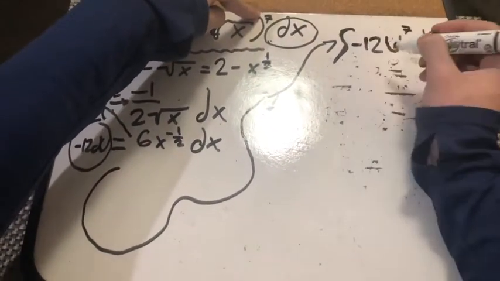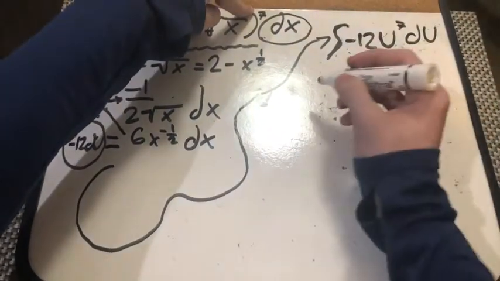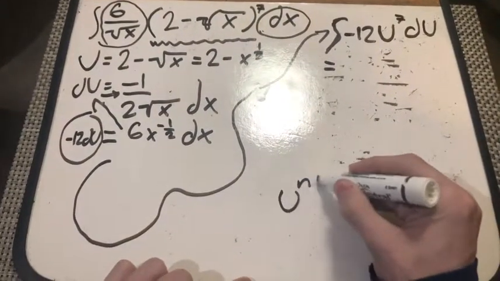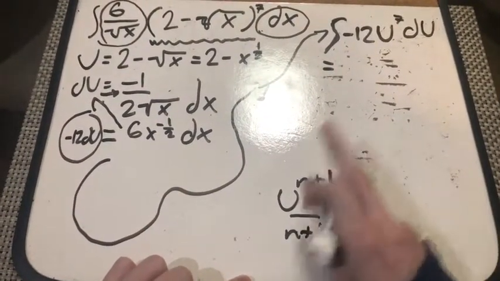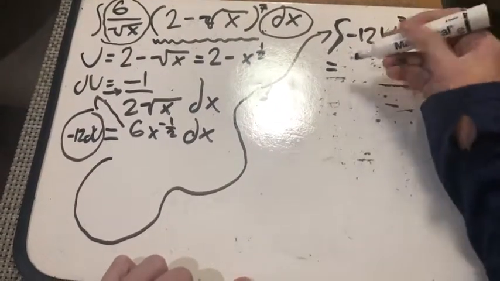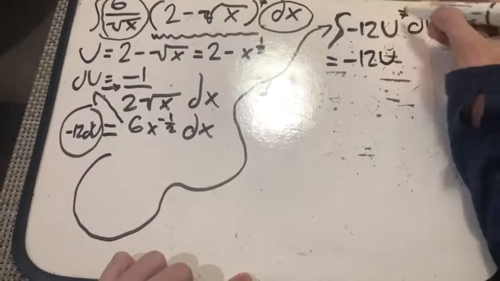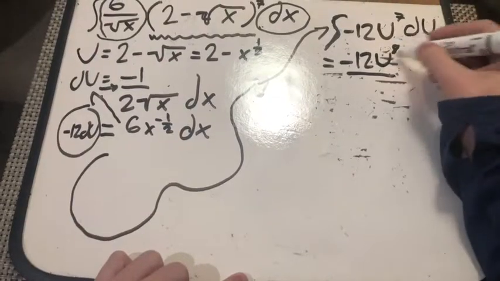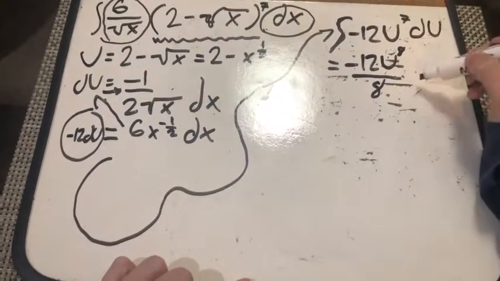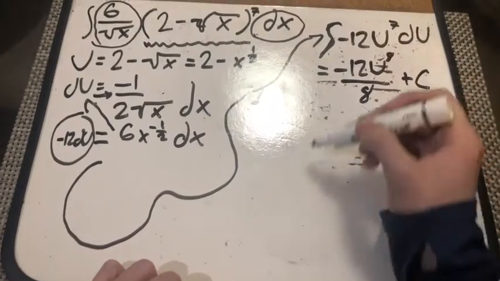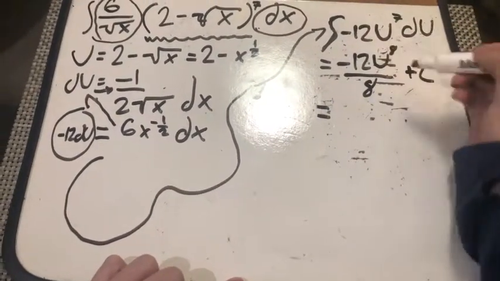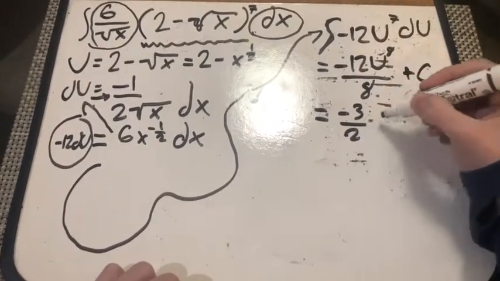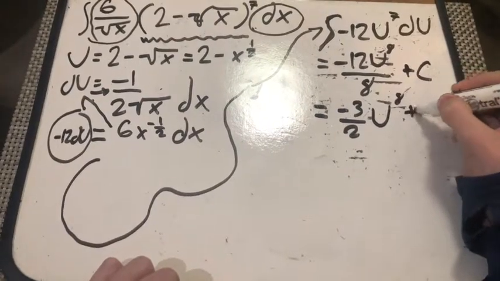Now, as we're integrating, we do what I mentioned before, which was u to the n plus 1 over n plus 1. So here it's going to be negative 12 u, 7 plus 1 is going to be 8, over the same number, so 8, of course. And we can add the c as well if you want. Now, negative 12 divided by 8 is going to give you negative 3 over 2, and we still have the u to the power of 8 plus c.